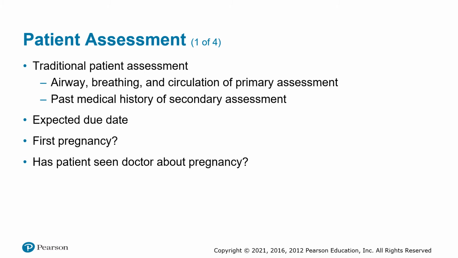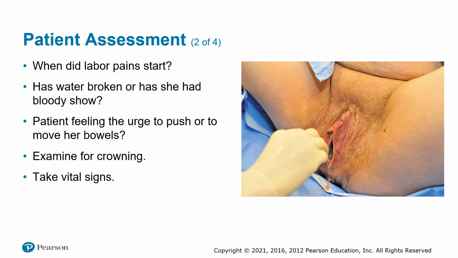Traditional patient assessment is airway, breathing, circulation, primary assessment, past medical history, and history of secondary assessment. You also want to know the expected due date, whether it's a first pregnancy, and whether the patient has been seen throughout the pregnancy by a doctor. When did labor pain start? Has the water broken? Does she have any kind of bloody show? Has the patient felt the need to push or move her bowels? Then we're going to examine for crowning. Crowning is when you see the top of the baby's head come out of the vagina. Then take any kind of vital signs.